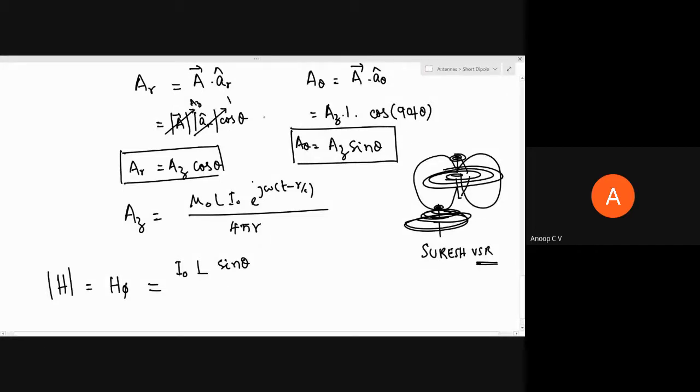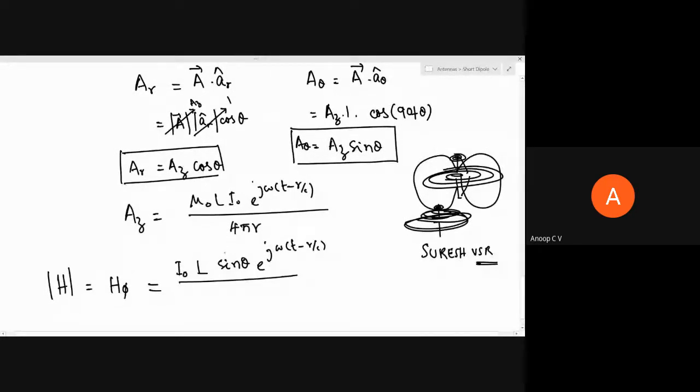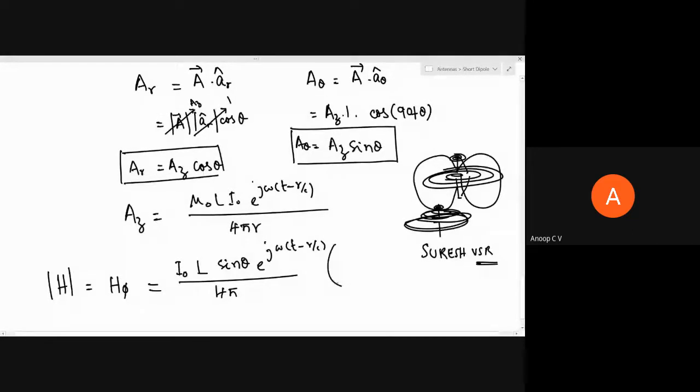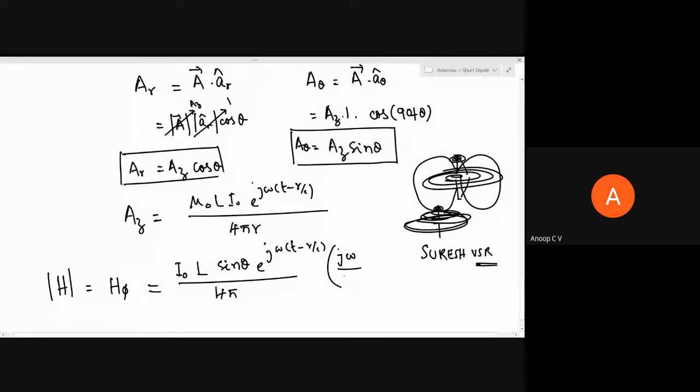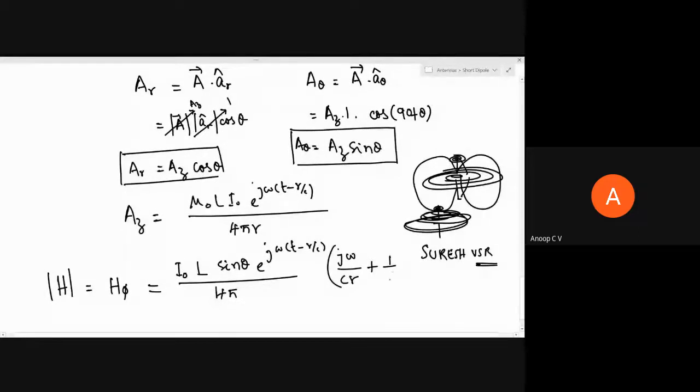So it's proportional to sine theta, and as usual, we have our e power j omega t minus r by c, divided by 4 pi. Then we will have some r terms. So what are those r terms? One term will be j omega divided by c r, plus 1 by r square.